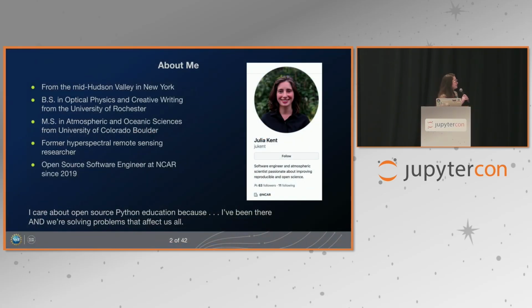A little bit about myself. My name is Julia Kent. I'm originally from upstate New York, where I studied optical physics and atmospheric and oceanic sciences, specifically hyperspectral remote sensing for cloud microphysical retrievals. And for the last 7 years, I have been an open source software engineer at the National Center for Atmospheric Research, which means that I work one-on-one with scientists to improve their Python workflows for better parallelization and reproducibility.